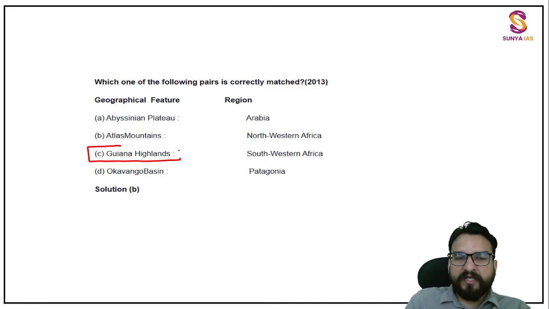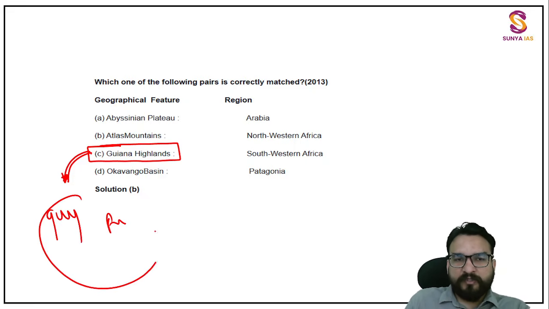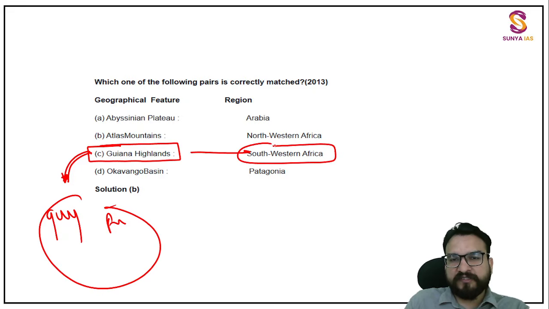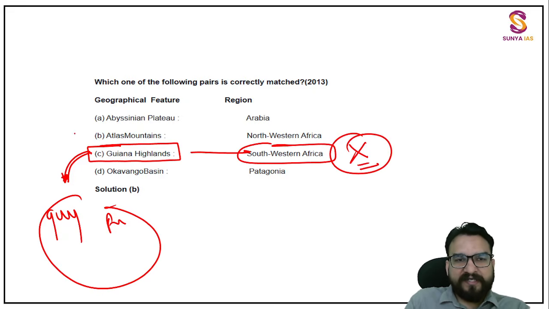Different things. Guyana Highlands. Do you know Guyana Highlands? Where have you studied? If you know it exactly, these are the Guyana countries, the French Guyana, and this is in South America. Directly they have given you Southwestern Africa. Wrong, right? As you understand more information, you will directly get it.